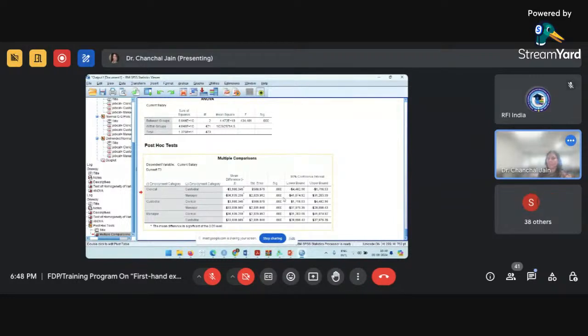Now you can see custodial and clerical we have already compared. This was the A equals B or B equals A type of case, right? So you can see there is no difference in the significant value. Rather, we are comparing the last category, that is custodial and manager, which is again less than 0.05. So we can say that there is a significant difference in the mean salaries of custodial and manager staff or manager category. Is it okay?